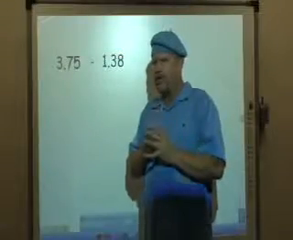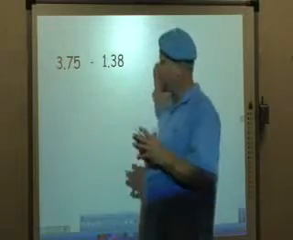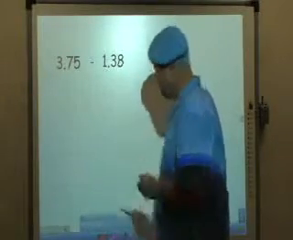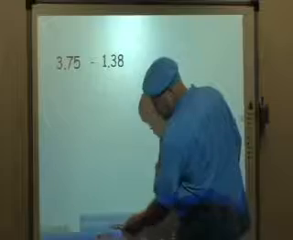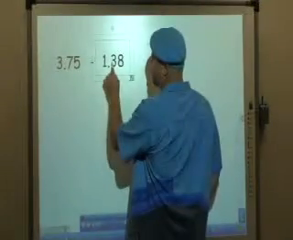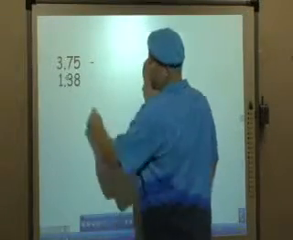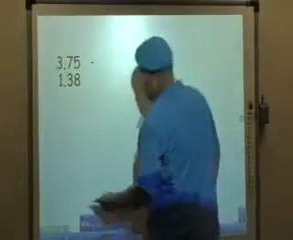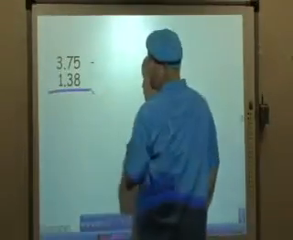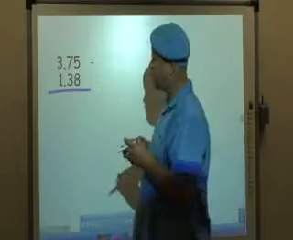The same things that you learned in adding decimals apply when you subtract decimals. Let's do this problem. Line up the decimal straight down. Put a line underneath it. Once you've lined up the decimal, there's nothing different from whole numbers.